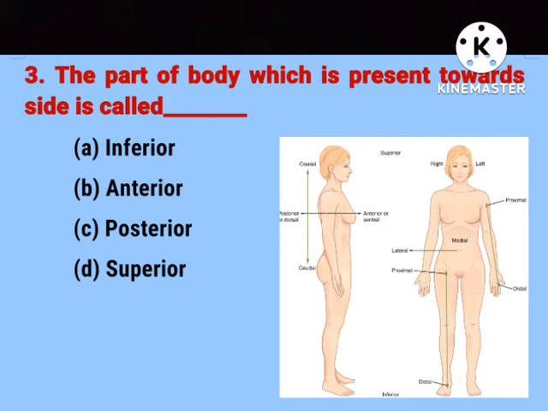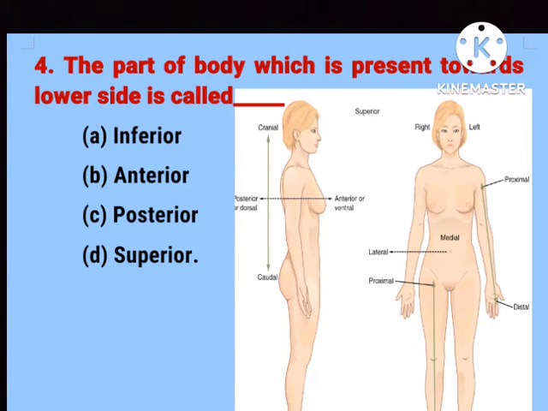The part of the body which is present towards the side is called: A. Inferior, B. Anterior, C. Posterior, D. Superior. The part of the body which is present towards the lower side is called: A. Inferior, B. Anterior, C. Posterior, D. Superior.